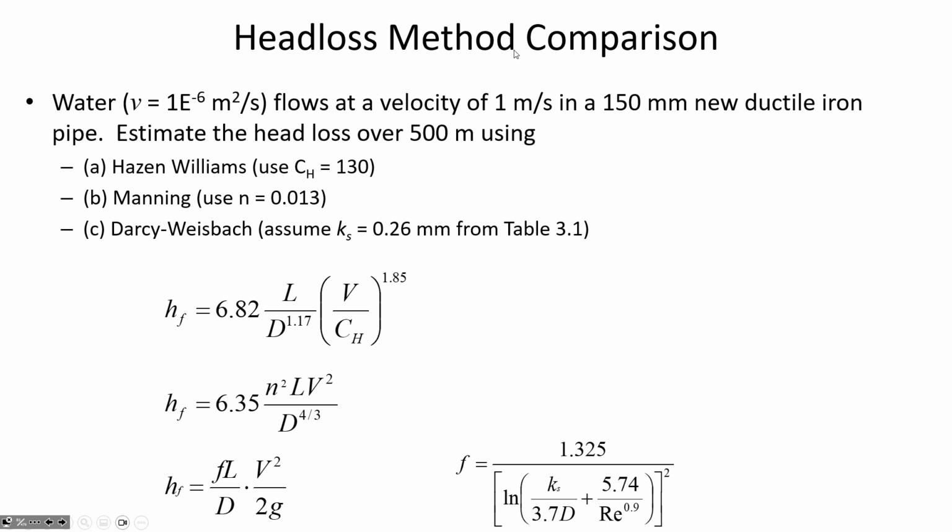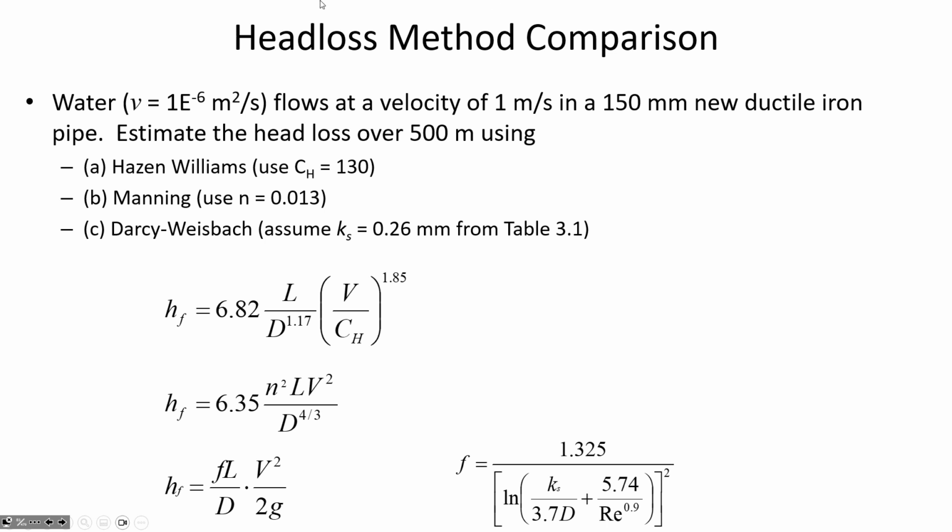Let's work through an example where we compare and contrast these different methods. And the purpose here is just to see how much different the Manning's equation and the Hazen-Williams equation are to what we know is the most accurate approach. The Darcy-Weisbach is the most accurate, and let's see how close the others will get.